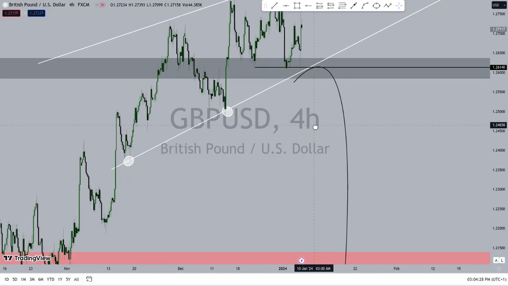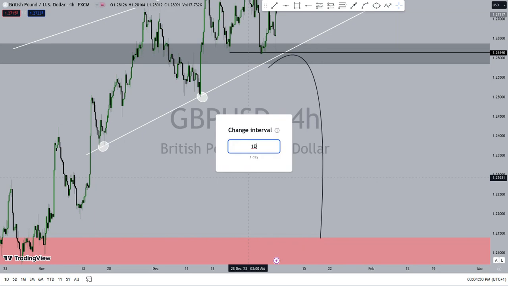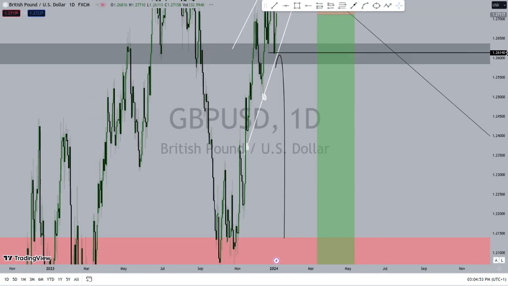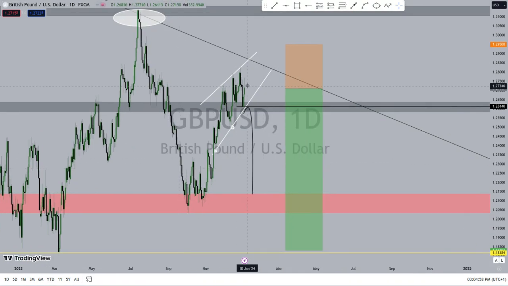So on GBP our bias is still bearish. As long as we can break below this falling wedge, come to retest it, then we should be looking to short it down to this level. First TP should be around here at 1.21395. So that's that for GBP USD.